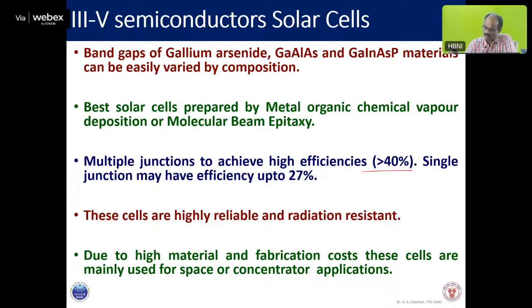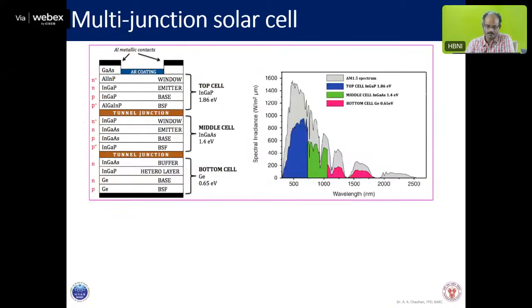And even for the reported values, these are gallium arsenide based solar cells. The single junction, on the other hand, may have a maximum efficiency of 27%. These cells are highly reliable and radiation resistant. Due to high material and fabrication costs, these cells are mainly used for space or concentrator applications.